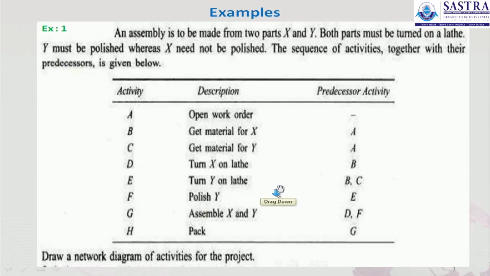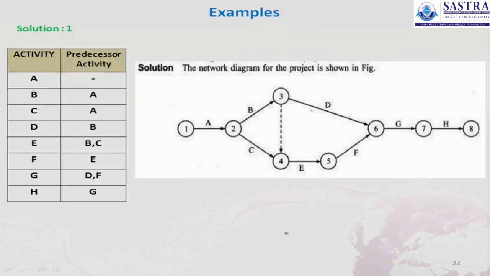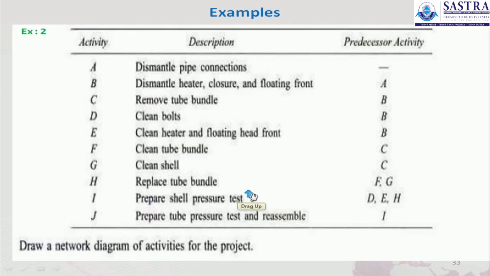Through the table, they have given the descriptions for the problem. Through the description we have to take the predecessor activities, and through the predecessor activities we have to draw a network model. So this is called a network model. And the second example, the same way we are going to work out here.